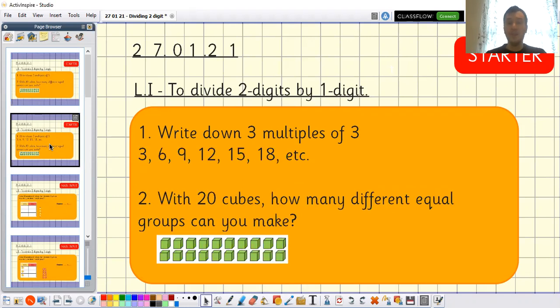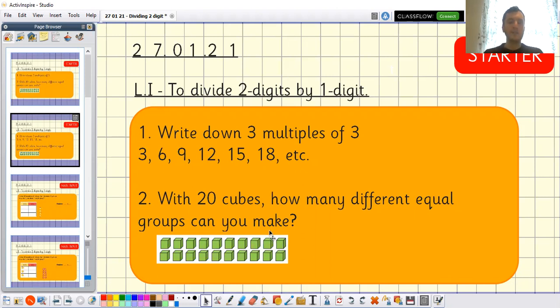Our multiples of 3, I've given you some of them. I can't possibly give you all of them. Are 3, 6, 9, 12, 15, 18, and I've put etc. Anything in the 3 times table, and that can go on forever and ever. So there's lots of possible answers you could have had.